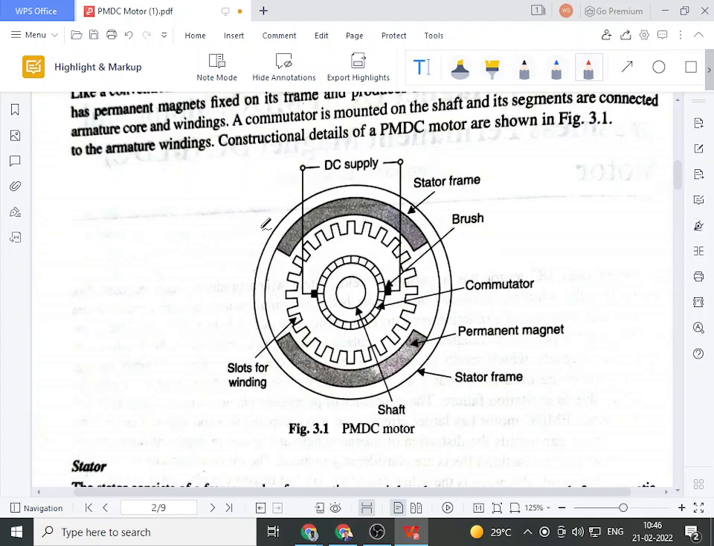So the armature winding is placed inside the magnetic field developed by this permanent magnet, and we have to simply supply that armature winding so that it will carry current. To supply that armature winding, we require an external DC supply and a brush commutator arrangement. Okay, so the rotor is similar to a conventional DC motor.